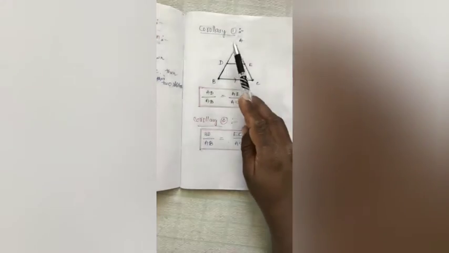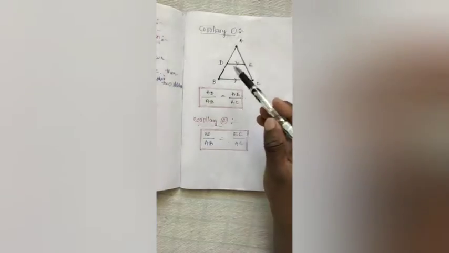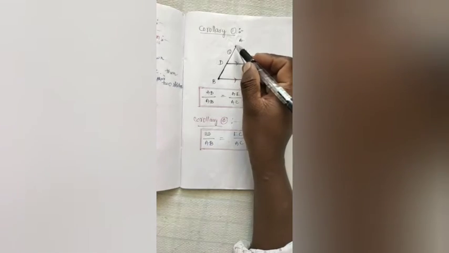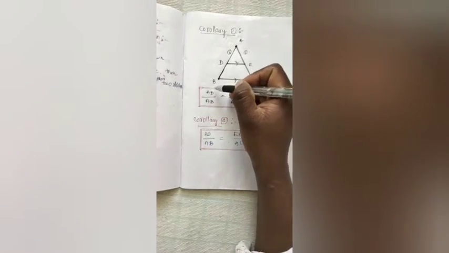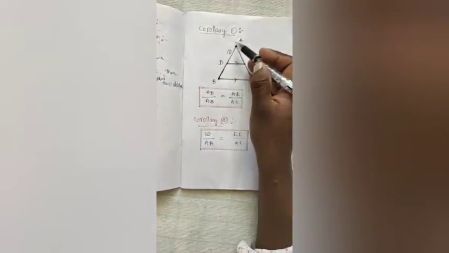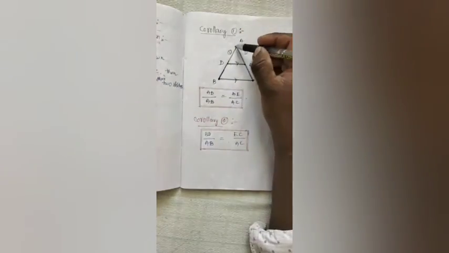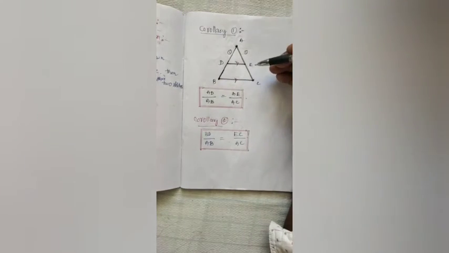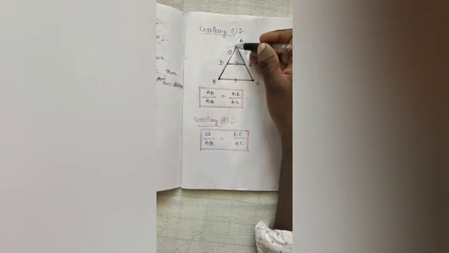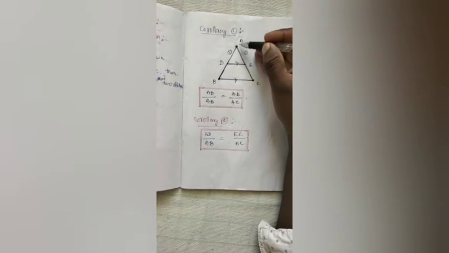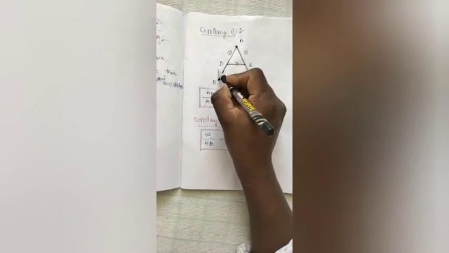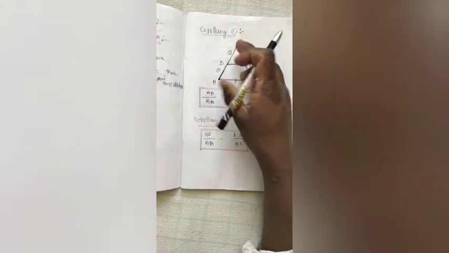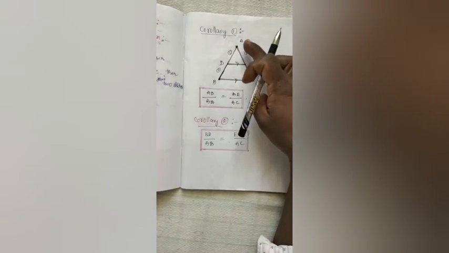Next we have corollary one. Here AD by AB is equal to AE by AC; that is corollary one. AD is the part, and AB is the whole side. Next we have corollary two, that is BD by AB equals EC by AC.